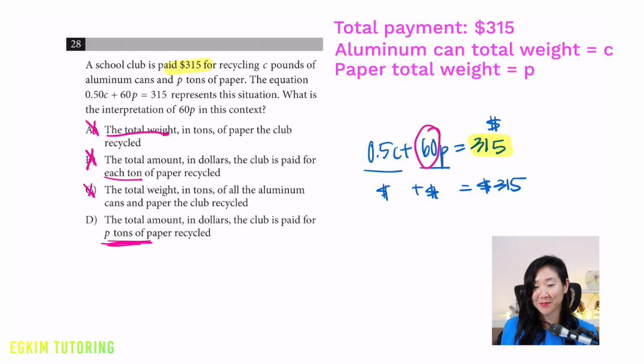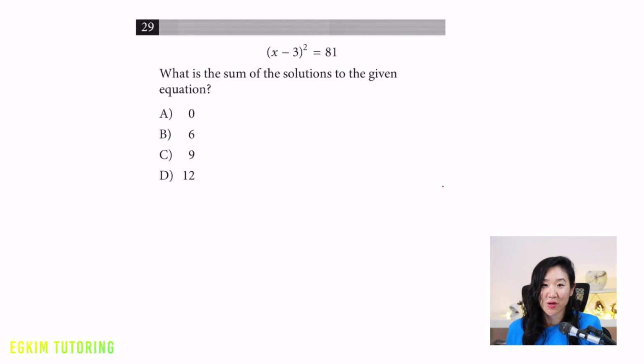Question 22 looks like a quadratic equation problem mainly because of this 2 right here. And it says, what is the sum of the solutions to the given equation? So they're asking you to find the solutions to a quadratic equation. And remember, solutions just means like the zeros of the quadratic equation. And then this 2 right here means you have 2 of the same term. So let's go ahead and spell it out. So basically we have x minus 3 times x minus 3 is equal to 81.